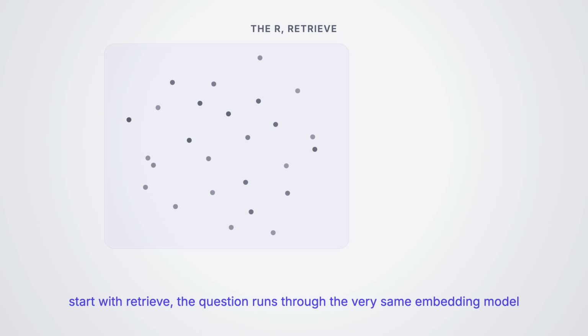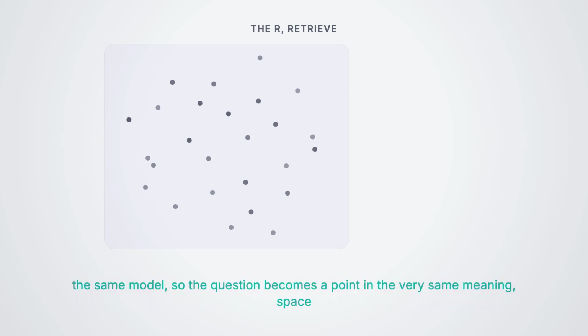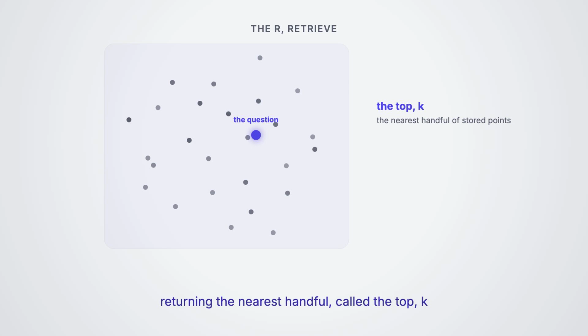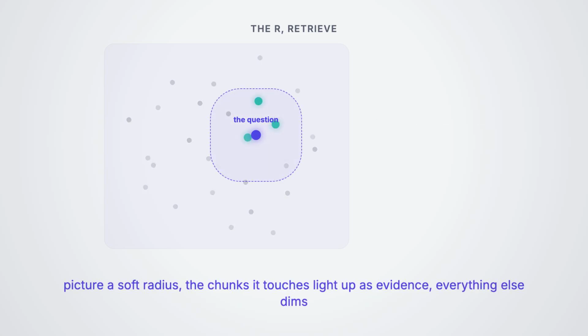The question is run through the very same embedding model that processed the chunks. That is critical. The same model, so the question becomes a point in the very same meaning space as everything stored. Use a different space and nearness would mean nothing. The question lands in the cloud as a new point, and the database searches for the stored point sitting closest to it, returning the nearest handful, called the top K. Picture a soft radius around the question.